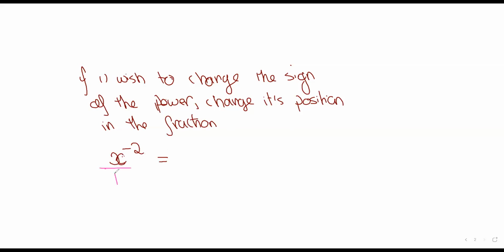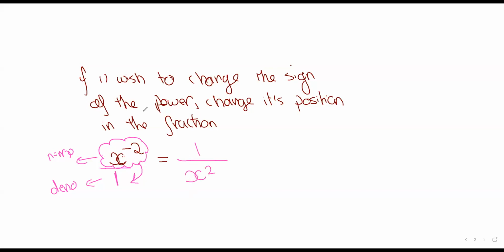Now this is a fraction because simply if I write it as over 1, it changes into a fraction. This is the numerator over here, and this is the denominator. Since this is a negative power and it is up in the fraction, if I want it positive, I put it down. So it becomes 1 over x squared.